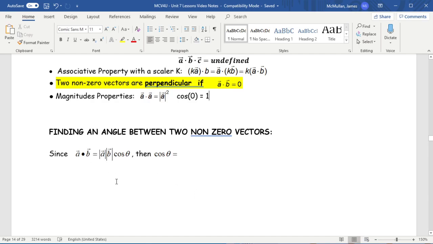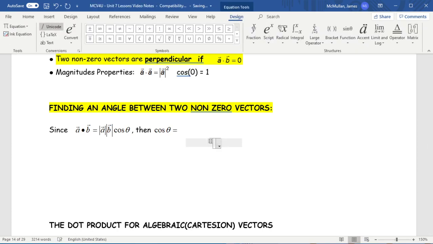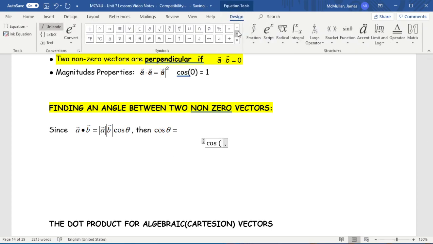Okay, finding an angle between two non-zero vectors. Again, very important task. How do you find an angle between two vectors? Given that the dot product is equal to AB cos theta, then cos theta must be equal to, so let's just rearrange the formula. We get our second most useful formula of the day.